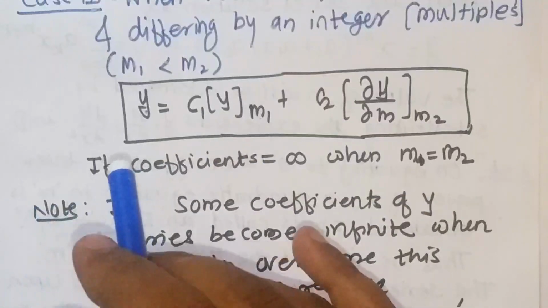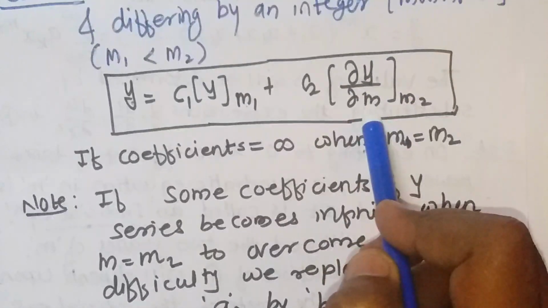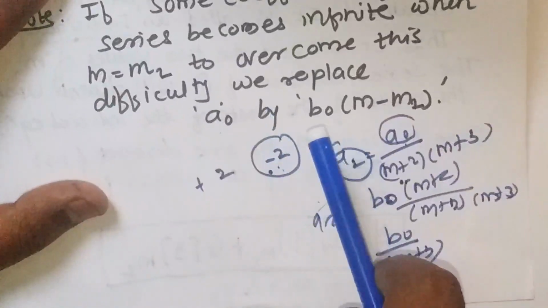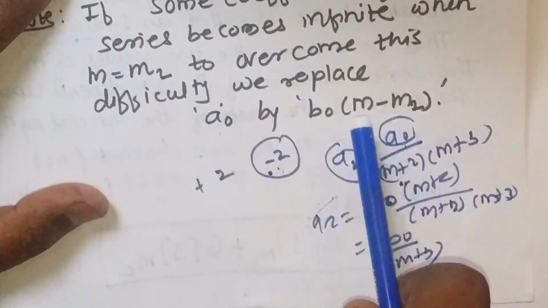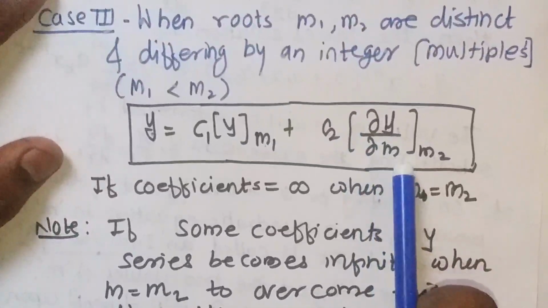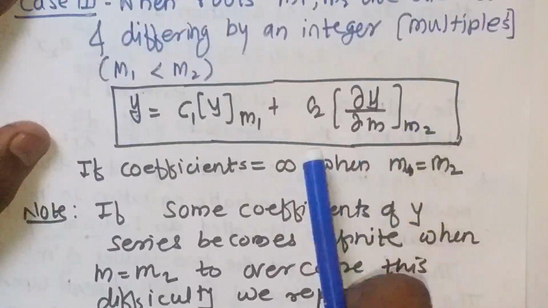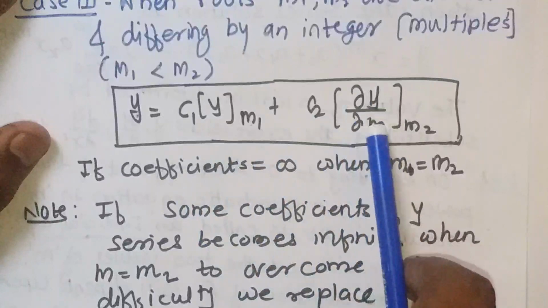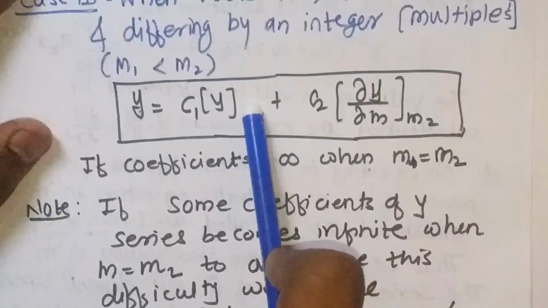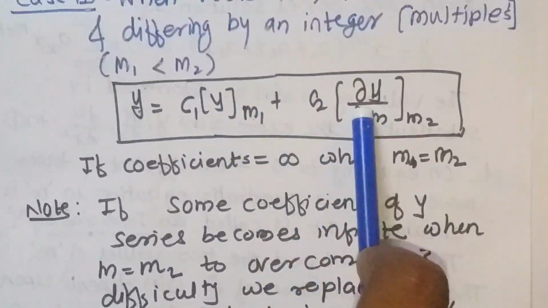For that particular root we are calculating del y by del m. So you calculate del y by del m after this transformation. First we need to carry out this transformation. After that we'll get some y, differentiate that y partially with respect to m, and then in that derivative you put the value of m equal to m2, and that will give us the second series. So this is the first series, the coefficient of c1 is one series and the coefficient of c2 is one series.